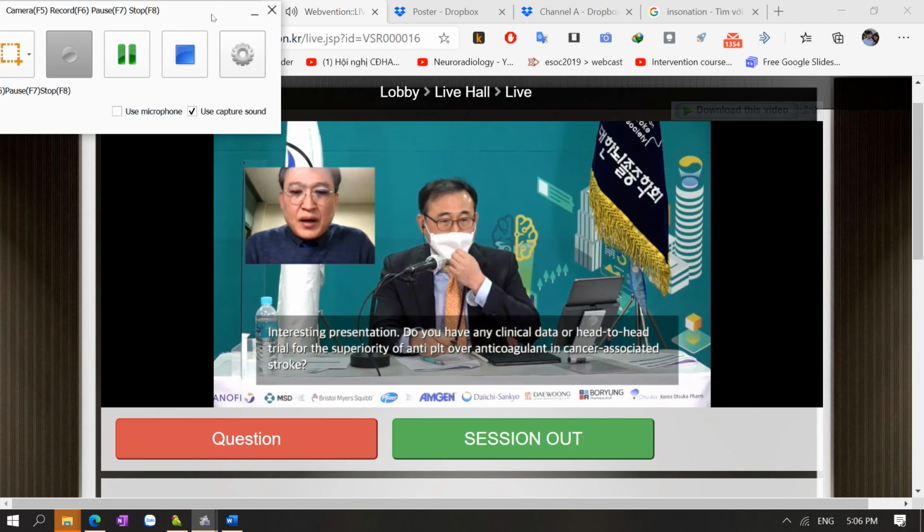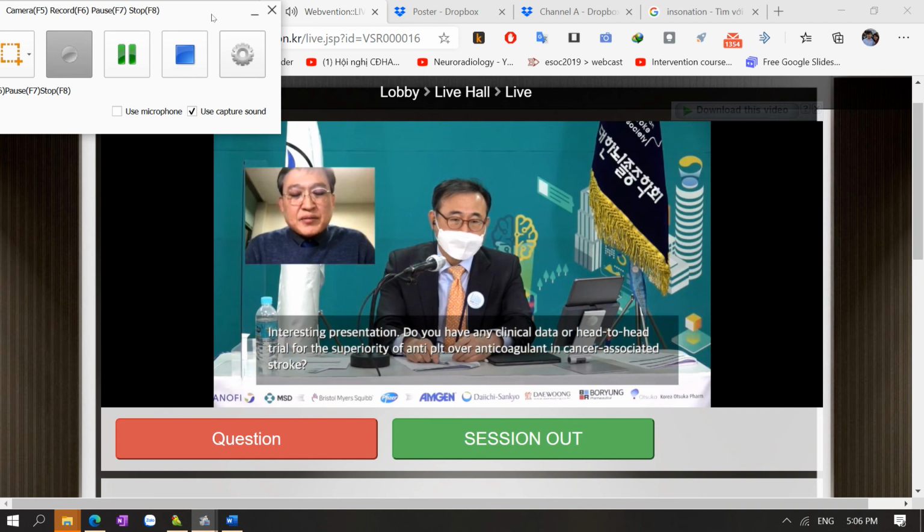Unfortunately, I have no data. Well, personally, the antiplatelet agent is safer because it's controlled. Cancer patients have a lot of problems, such as excessive pain and nutritional problems also. They suffer from other problems from the stroke. So I think that the antiplatelet agent is reasonable.